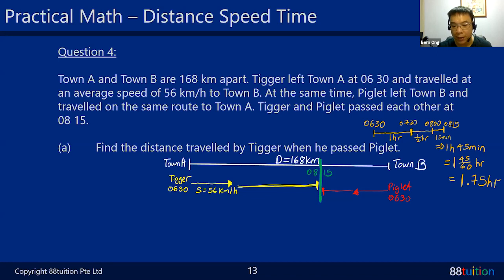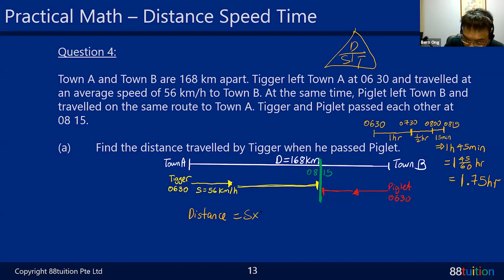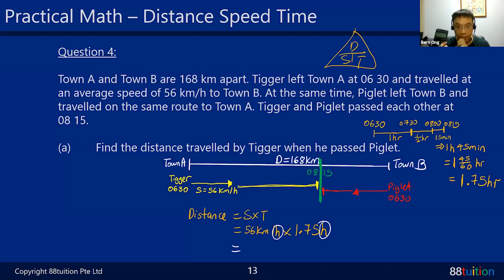So find the distance traveled by Tiger. Distance is equal to, remember the magical triangle? DST, speed times time. The speed of Tiger is 56 kilometers per hour. The time is 1.75 hours. Hours and hours, then you can compare. Press your calculator: 56 times 1.75 is 98 kilometers. So the first answer is 98 kilometers.